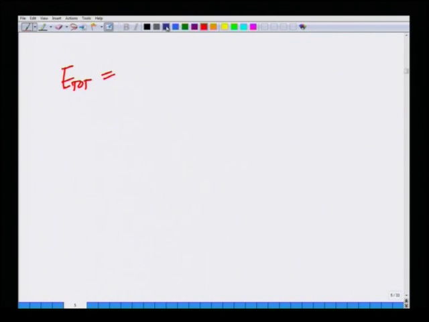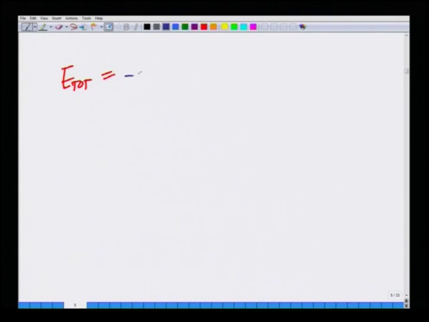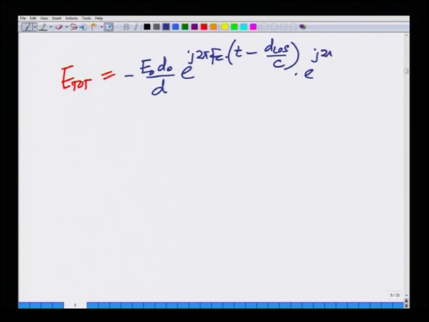Hence net I can write E total equals, I am sorry, this is of course a minus sign, hence I can write this as E total equals minus E naught d naught by d e to the power of j 2 pi f c t minus d LOS by c into e power j 2 pi delta d divided by 2 lambda into sine 2 pi delta d divided by 2 lambda.